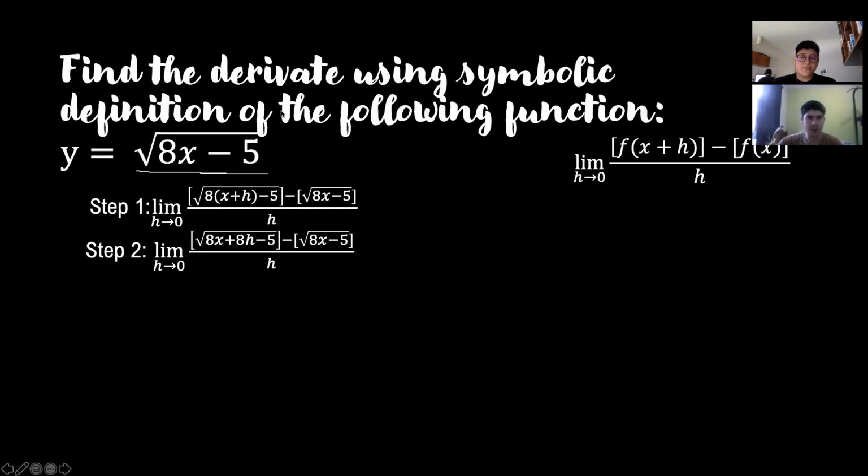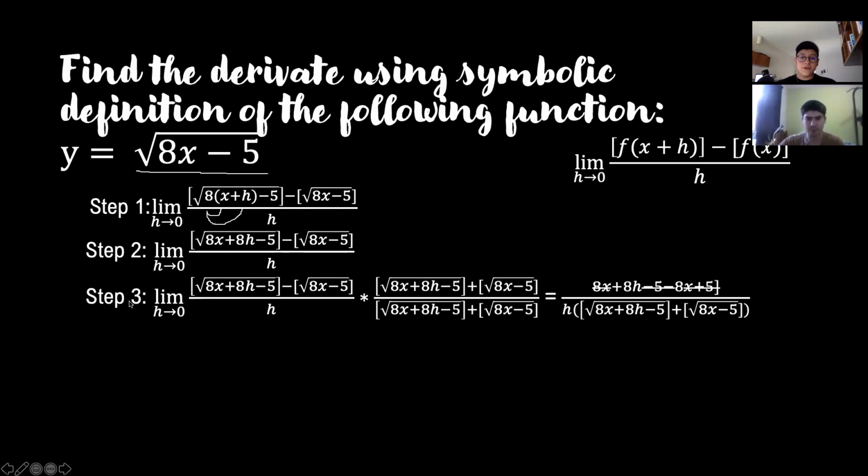Okay, so for the next step, as you can see here, we have a multiple 8. So the second step is just to use FOIL to multiply 8 by x and 8 by h, so we can get the complete rational square root.